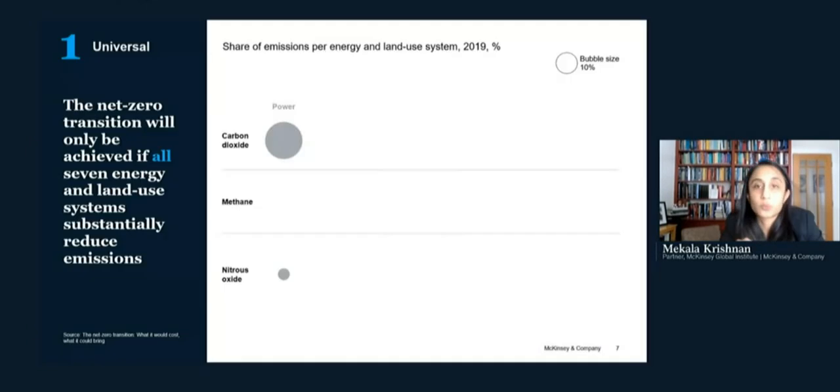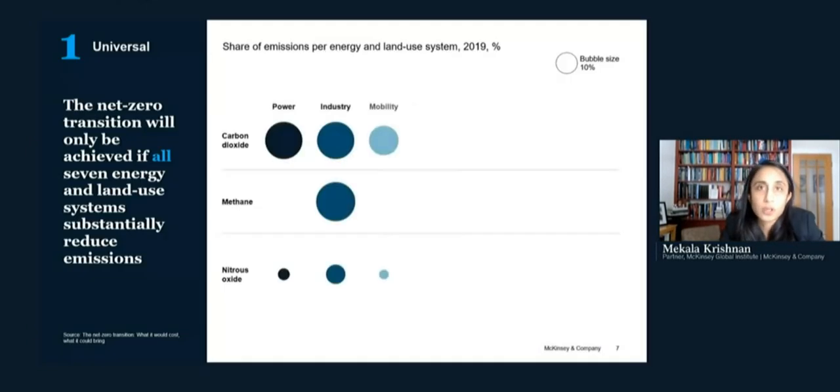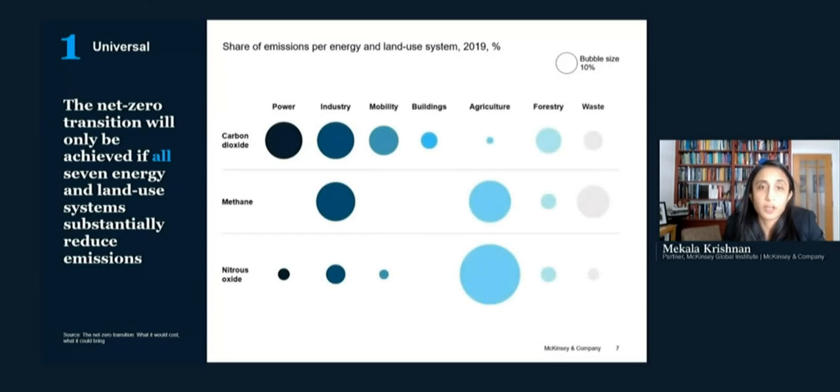Let's start with the first one, which is that the transition is universal. Now, there are many ways to think about the transition being universal, but one way is the scale of shift that is needed across energy and land use systems. What you see on this slide as columns is the various energy and land use systems that contribute to emissions today, everything from power all the way to agriculture and forestry on the very right.